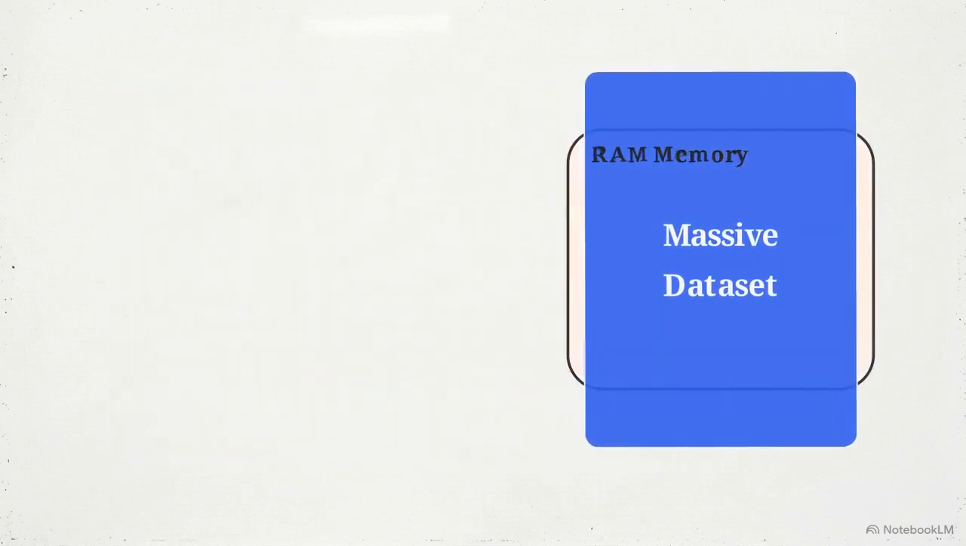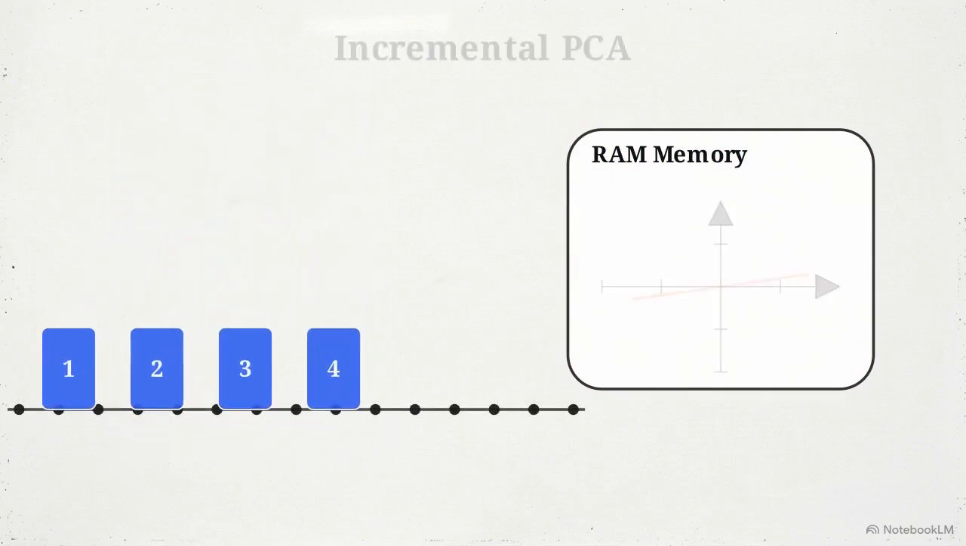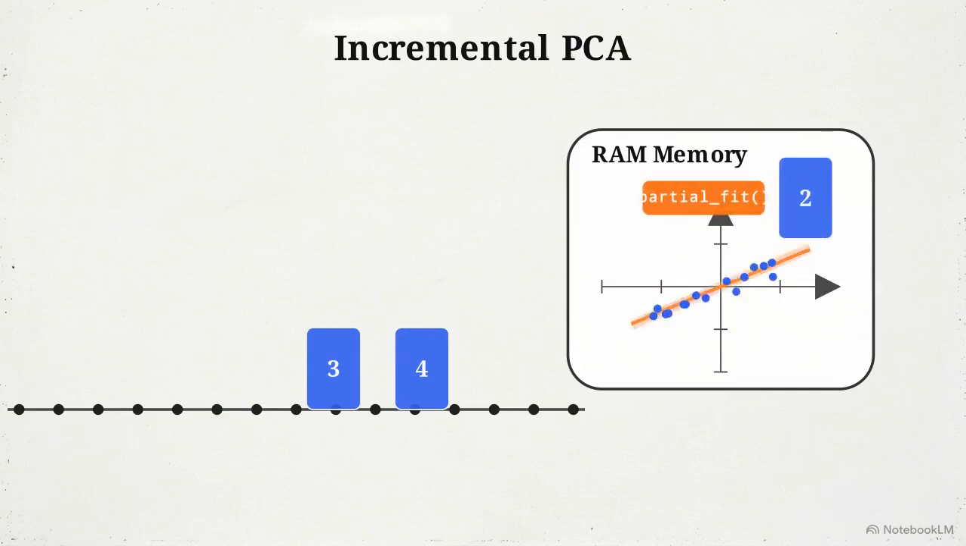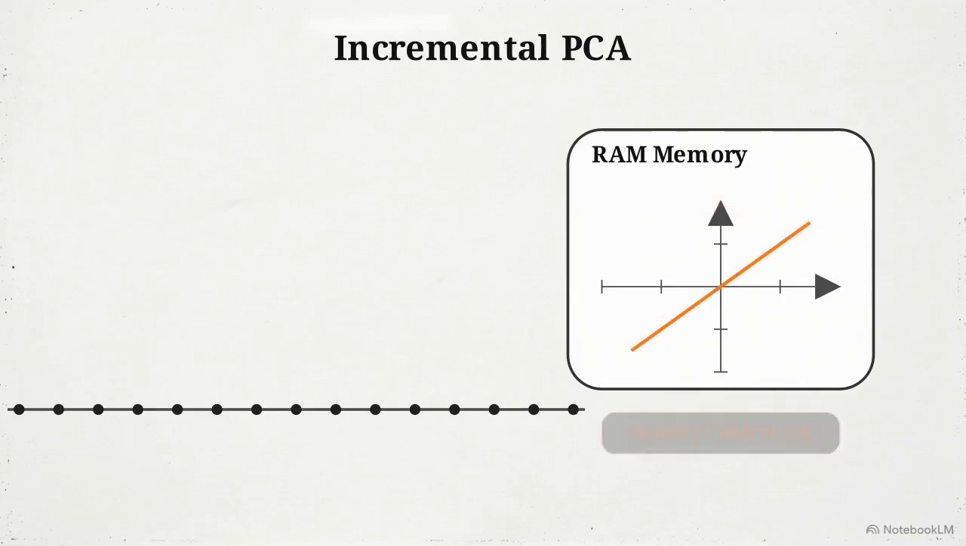Standard PCA requires the entire dataset to fit into your memory. For massive datasets, the solution is incremental PCA. You divide your data into mini batches and feed them into partial_fit. This updates components chunk by chunk, keeping memory under control and preventing crashes.